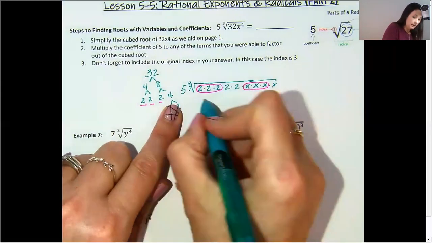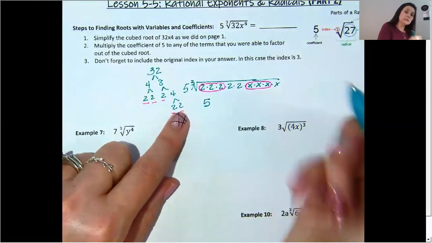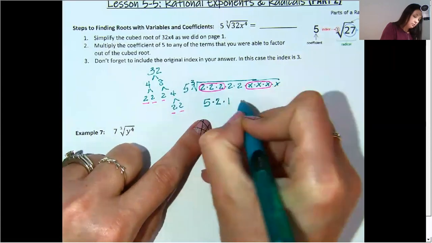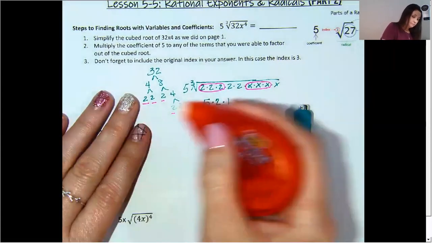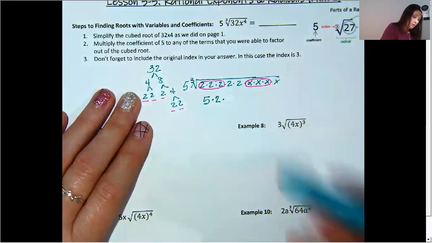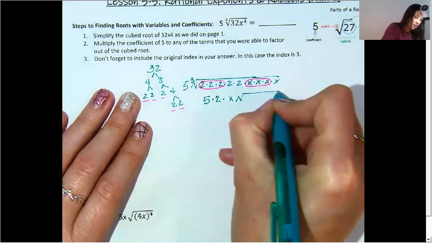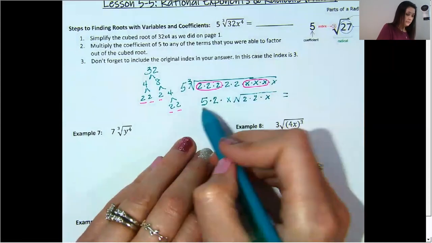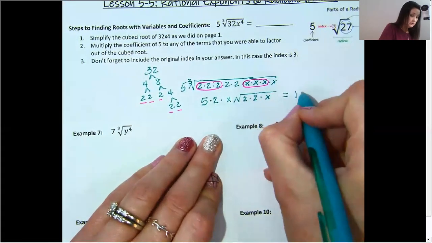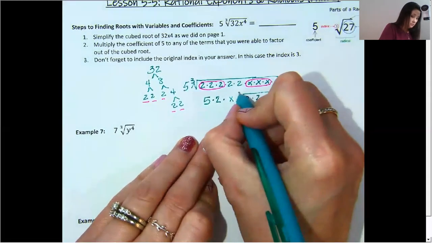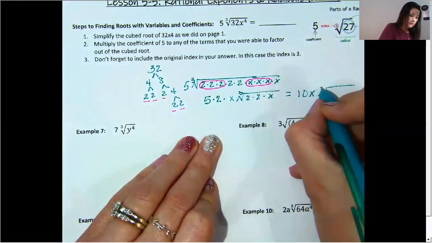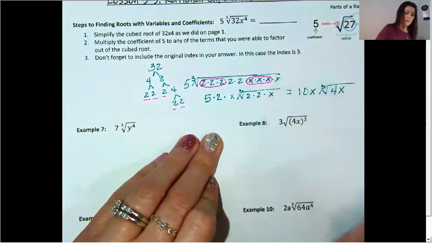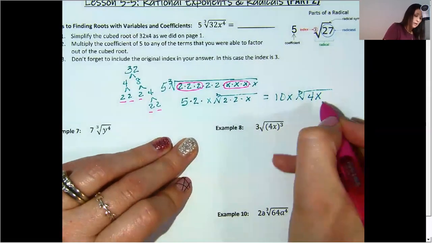So I'm going to take this 5 and include it on what goes on the outside of the radical symbol. So 5 times my 1 group of 2 times my 1 group of x. Oops, I put 1 instead of x. And then on the inside of the radical, I have 2 times 2 times x. And we can simplify that to 5 times 2 is 10 times x is 10x. And it's very easy to forget your index. And then on the inside, 2 times 2 is 4 times x is 4x. And that is your final answer for this problem.